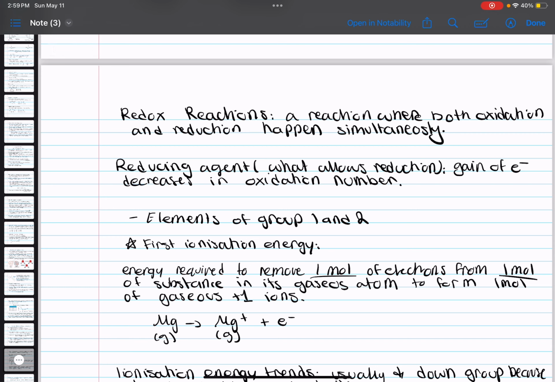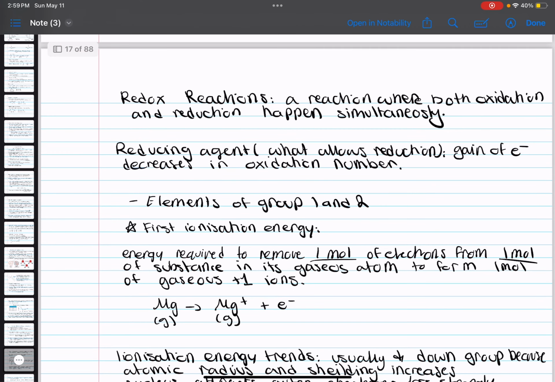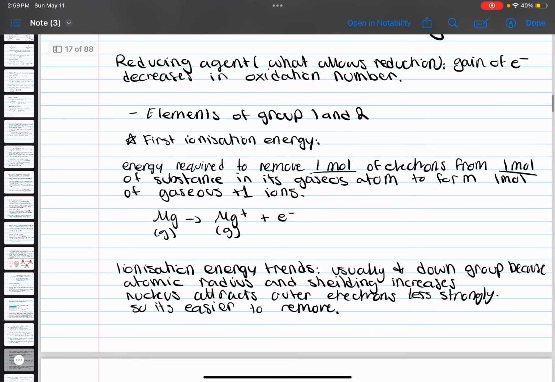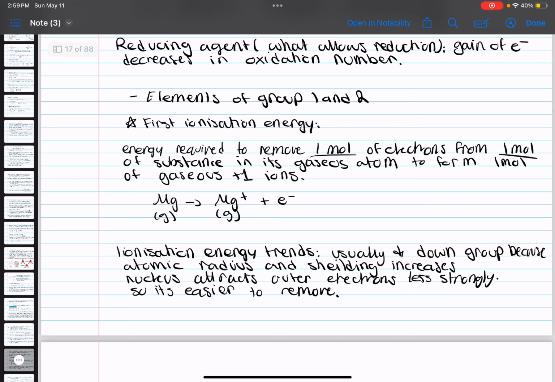And then we have redox reactions, which are reactions where both oxidation and reduction happen simultaneously. And then we have reducing agent, which is what allows reduction, so it loses electrons, so it increases in oxidation number. And then we have elements of group 1 and 2. So first, ionization energy. It's a small but very important definition. It's the energy required to remove 1 mole of electrons from 1 mole of a substance in its gaseous atom to form 1 mole of gaseous 1+ ions. So you have Mg gas going to Mg+ gas plus an electron.